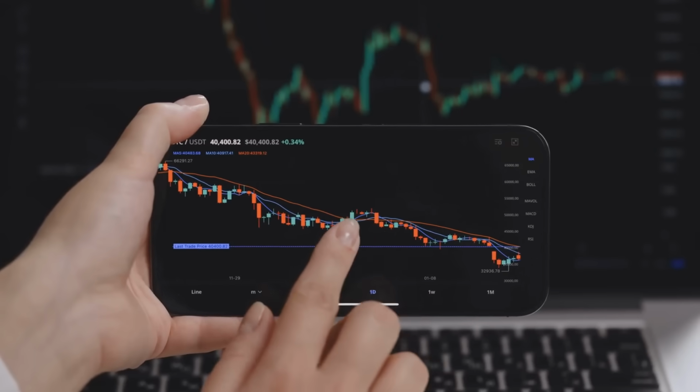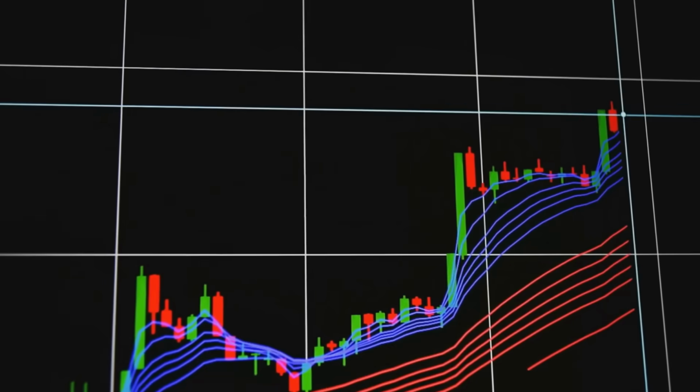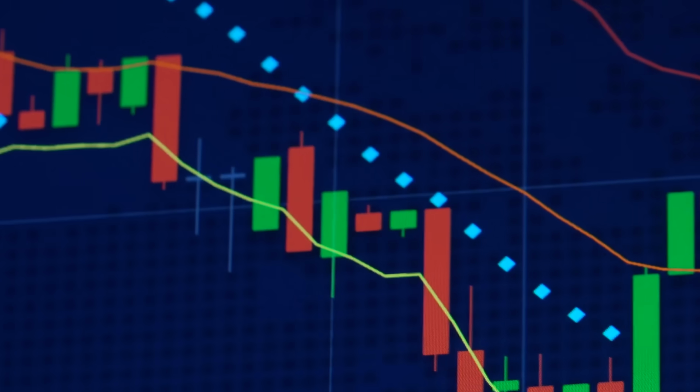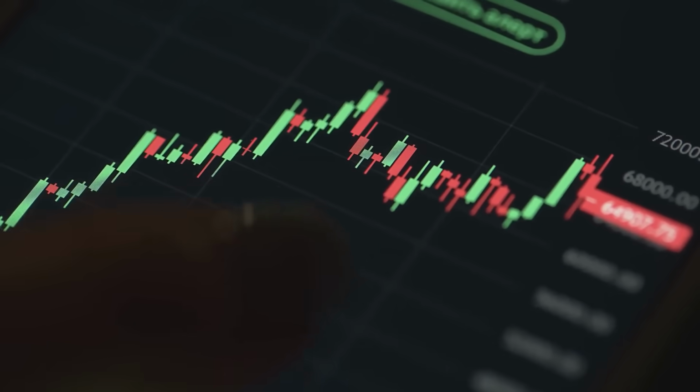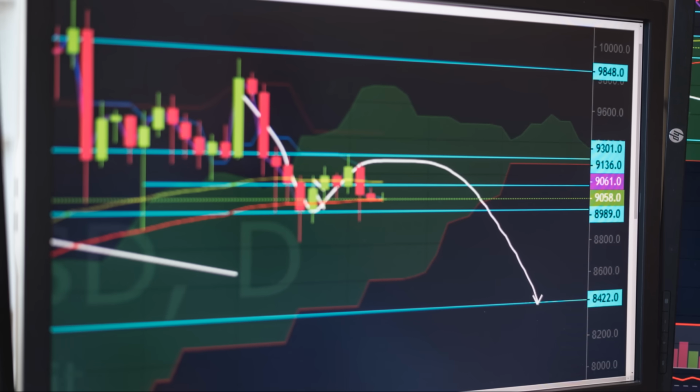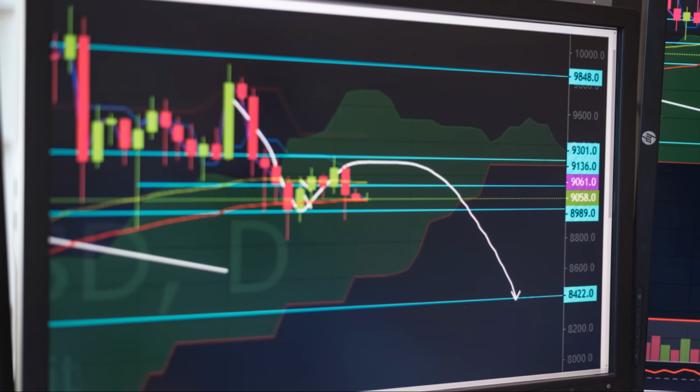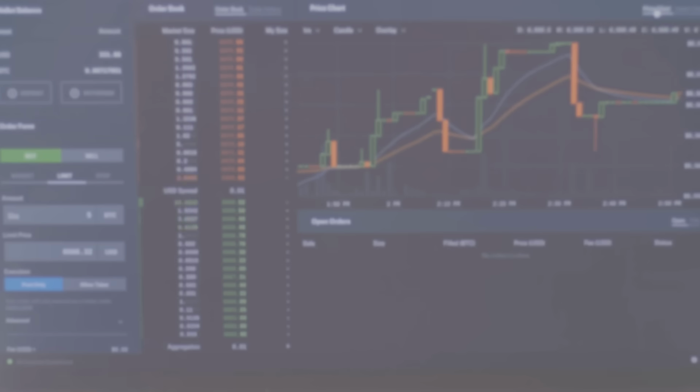Trends show price direction. There are 3 types: uptrend, higher highs and lows; downtrend, lower highs and lows; sideways, prices range bound. Support and resistance. Support levels, where prices stop falling. Resistance levels, where prices stop rising. These levels are like invisible walls that prices struggle to break through.